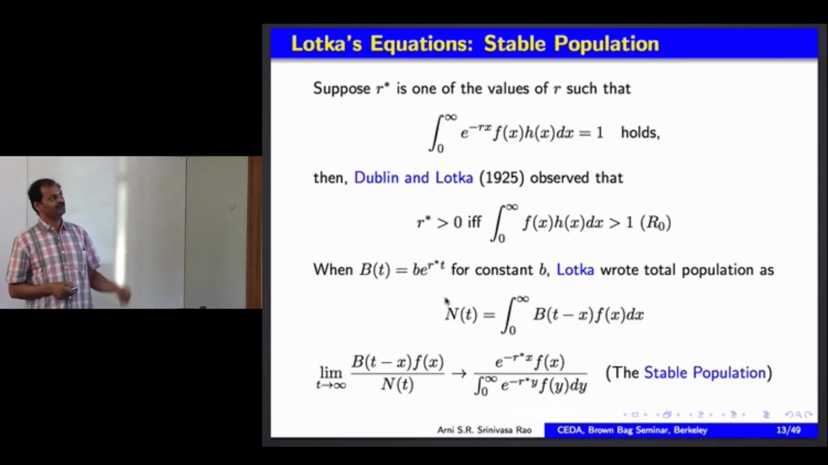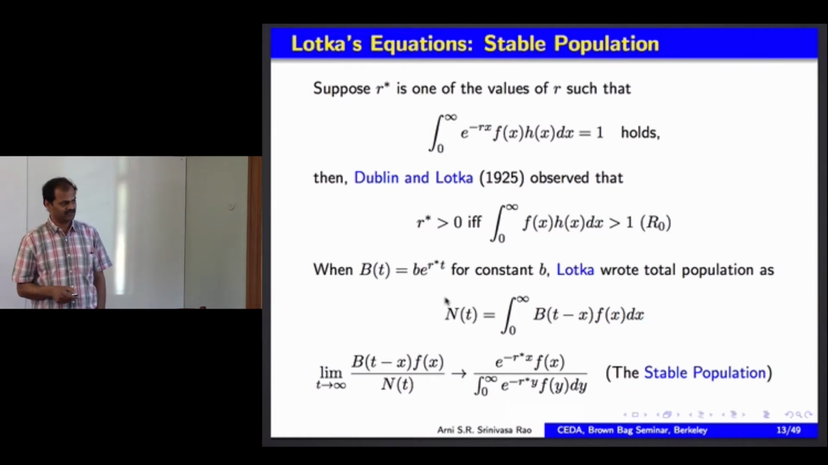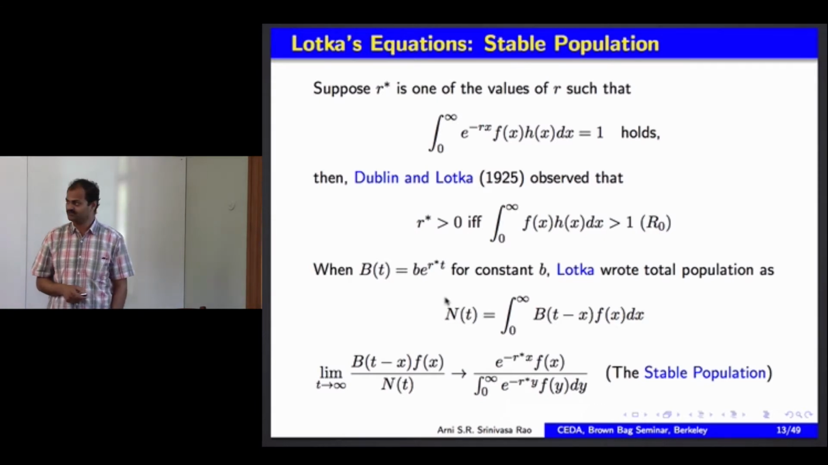And then we all know that Euler, Lotka and Dublin found this equation, and R* is greater than 0 if and only if the condition holds; Lotka's paper also obtained these if-and-only-if conditions. And N_t is the total population; again you see these sort of derivations in Lotka's classical works. Again, when the ratio B_{t-x} f_x / N_t as t tends to infinity becomes e^{-R* x} f_x divided by this integral, this is nothing but the condition of the stable population.